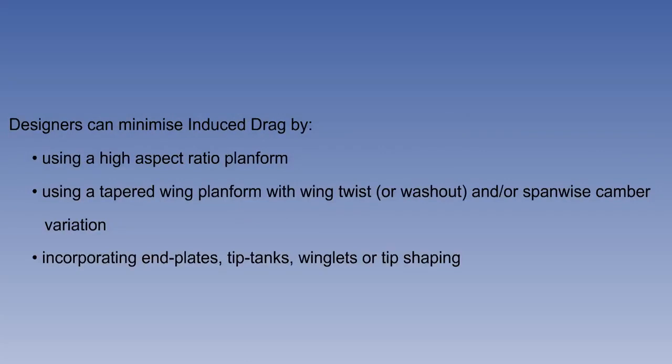Designers can minimize induced drag by using a high aspect ratio planform, using a tapered wing planform with wing twist or washout, and/or spanwise camber variation, and by incorporating end plates, tip tanks, winglets, or tip shaping.